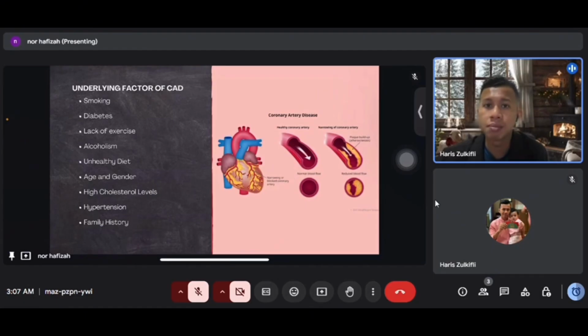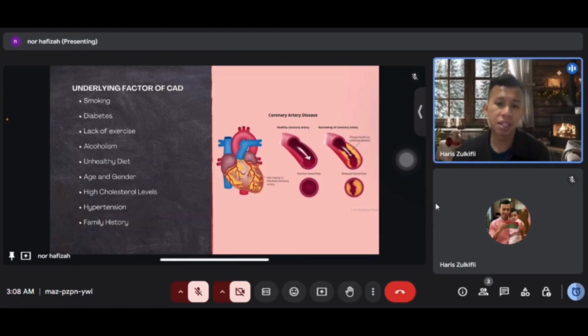Okay, next we will talk about the underlying factors of CAD. The first one is smoking, which damages the blood vessels, raises the blood pressure, and increases cholesterol, all of which can contribute to CAD. The next one is diabetes. High blood sugar damages the blood vessels and increases plaque buildup in the arteries. The third one is lack of exercise, which can lead to obesity, high blood pressure, and poor heart health.